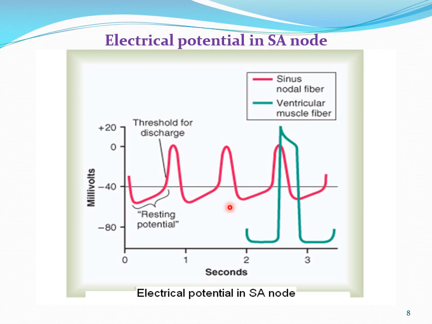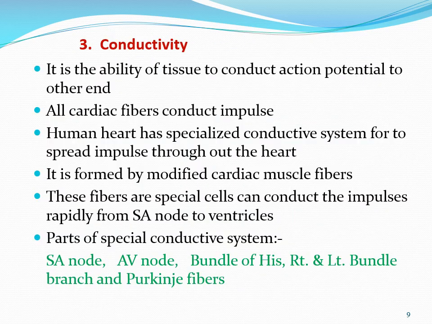Up to this point we discussed that the impulse is produced. Now we'll continue with how this impulse is conducted through the heart. The next property is conductivity. Now see the conductivity. The impulse is produced in the SA node. What is conductivity? Conductivity is the ability of the tissue to conduct the action potential, or the impulse, to the other end. And the cardiac muscle acts as a conductor.